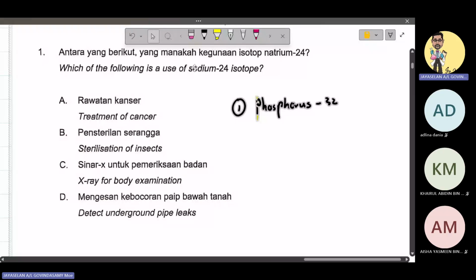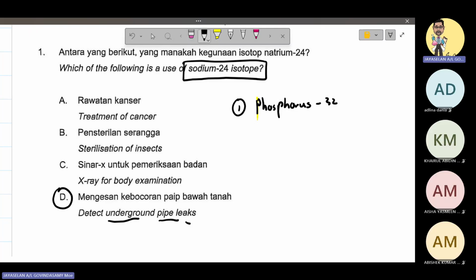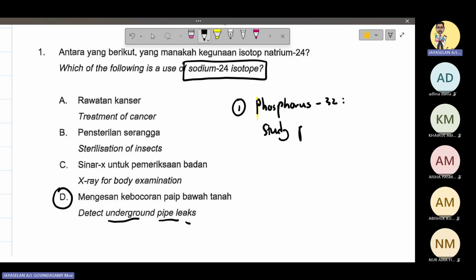So which of the following is the uses of sodium 24? Sodium 24 must be underground pipe leakage. So you all get answer D. All right. So before that, we try to remember phosphorus 32. Phosphorus 32 to study plant, okay, plant metabolism. All right, plant metabolism.